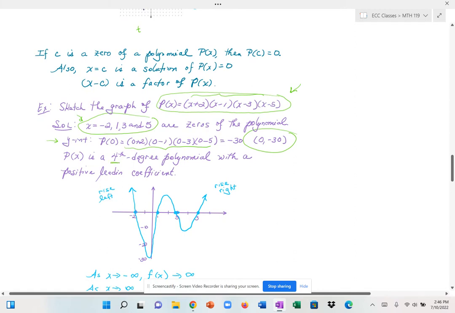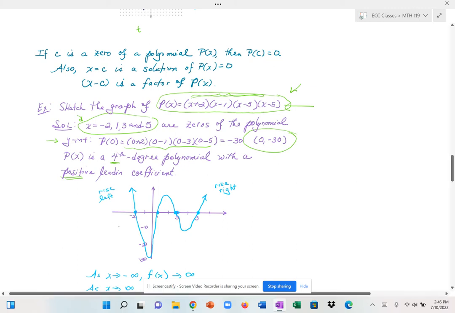This is a 4th degree polynomial because even though I didn't expand it, if you were to multiply these out completely, you would have x being multiplied 4 times. So this would be a 4th degree polynomial, and all of the coefficients in these factors are 1. So my leading coefficient would be positive. So I know that I have an even degree, positive leading coefficient, and then I have several points to plot.